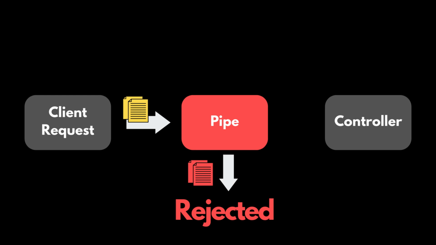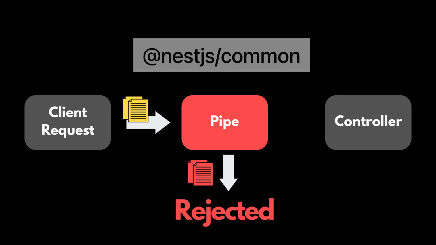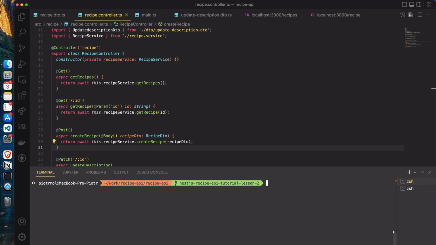The NestJS framework has plenty of built-in pipes such as DefaultValuePipe, ParseIntPipe, or ValidationPipe. They're all exported from the @nestjs/common package. Having this information in mind, let's dig into the code.